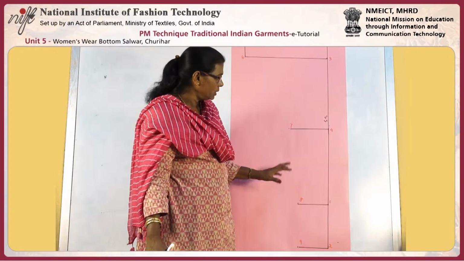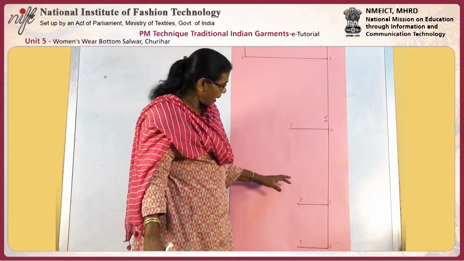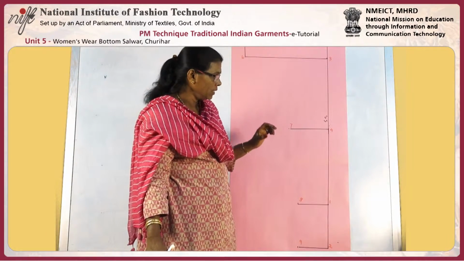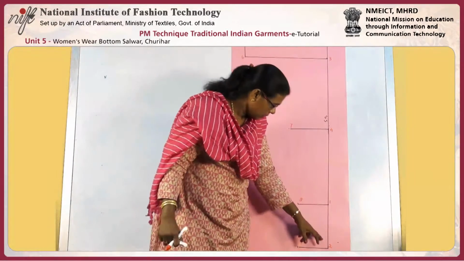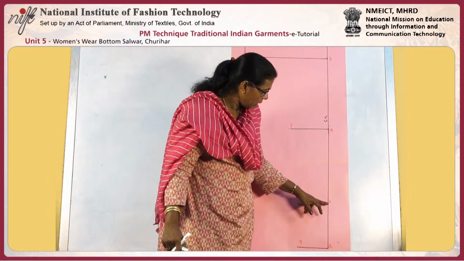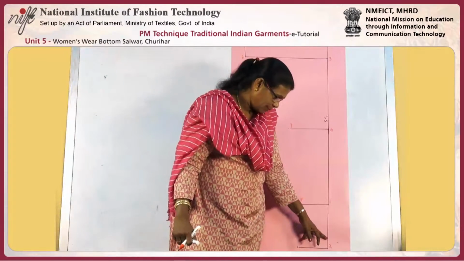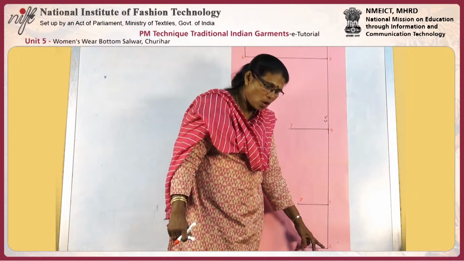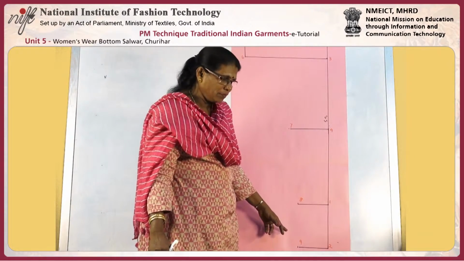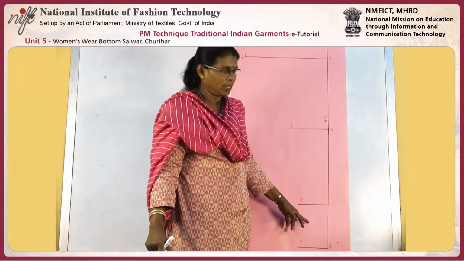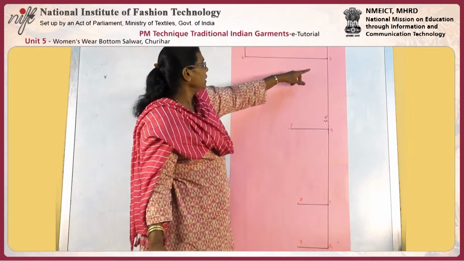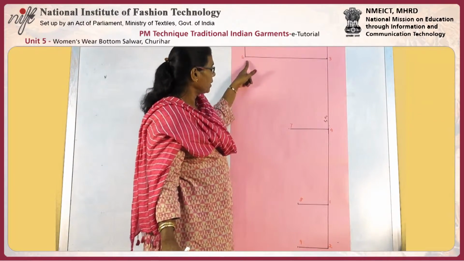Already told that it's a churidhar pant. Then it has the crush effect or the churi effect at the ankle. This is the ankle line, and from there we are extending around 8 inches. This may reduce or extended according to the requirement of the churi or according to the fabric. And this line is the crotch line.